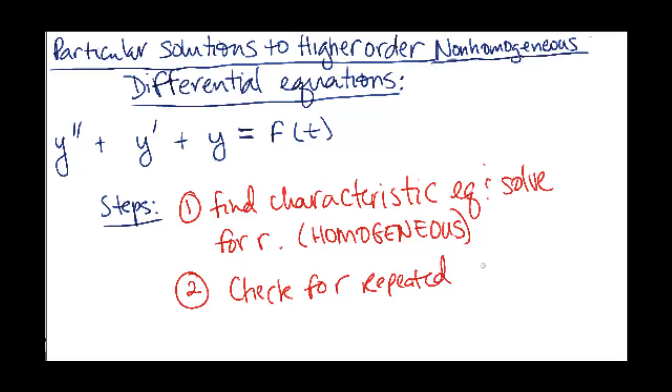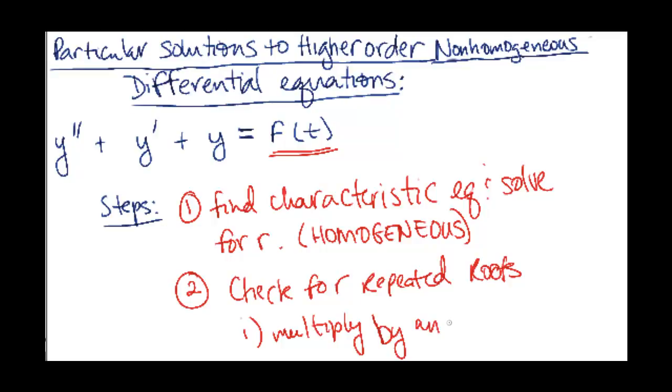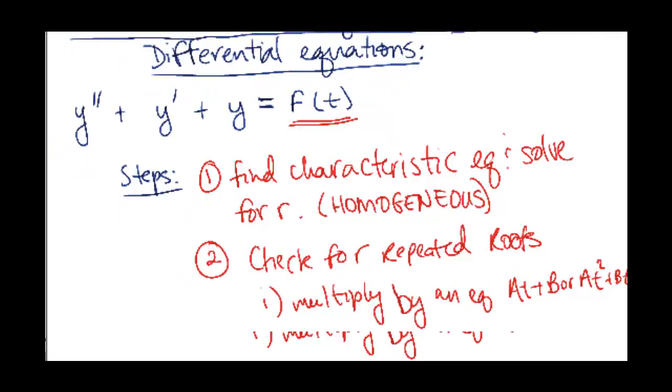What do I mean by that? Well, I mean that your homogeneous solution should not look anything like what's on the right hand side of the equal sign. If it does, then you're going to have to multiply by an equation, either At plus B or At squared plus Bt plus C, just depending on what the scenario is, and I'll show you an example, okay?